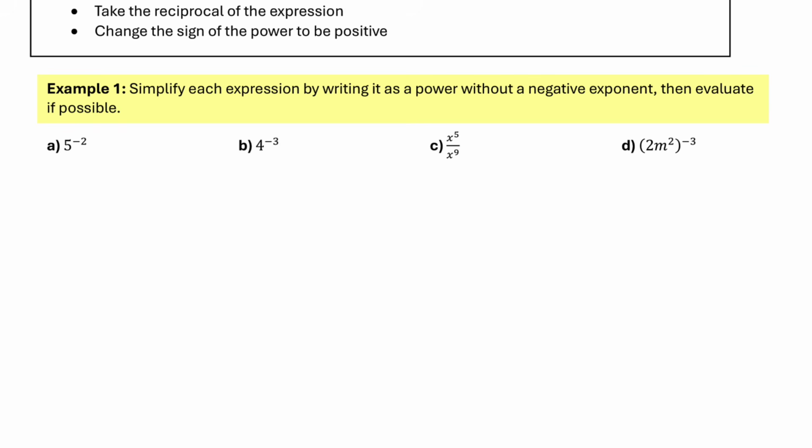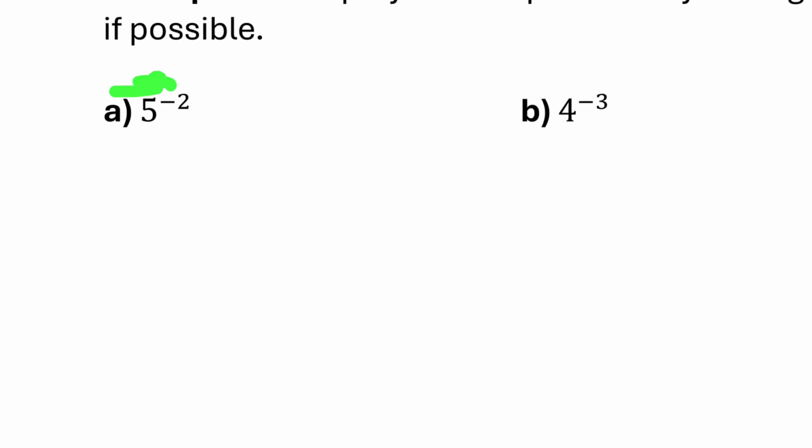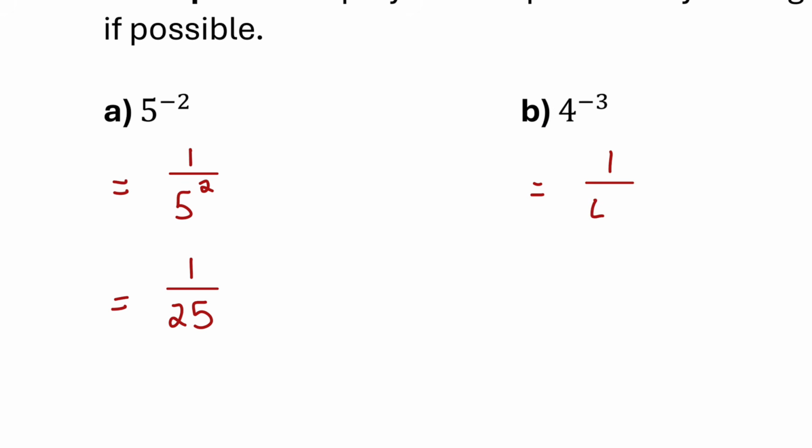Example 1 says simplify each expression by writing it as a power without a negative exponent, and then evaluate if possible. Starting with part A, 5 to the power of negative 2, I could rewrite that as the reciprocal of that power raised to a positive exponent. So 1 over 5 to the power of positive 2, which equals 1 over 25. And then in part B, 4 to the power of negative 3, I set that equal to its reciprocal with the sign of the exponent changed. So it'd be 1 over 4 to the power of positive 3. And 4 to the power of 3 is 4 times 4 times 4, which is 64. So this equals 1 over 64.